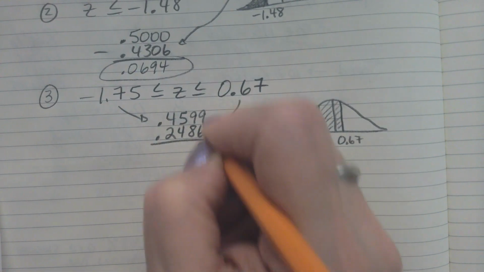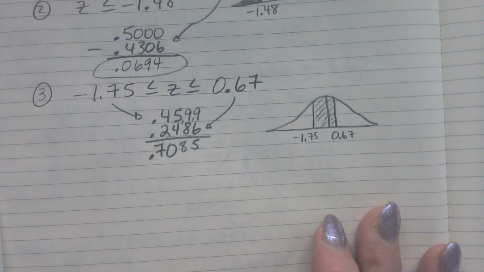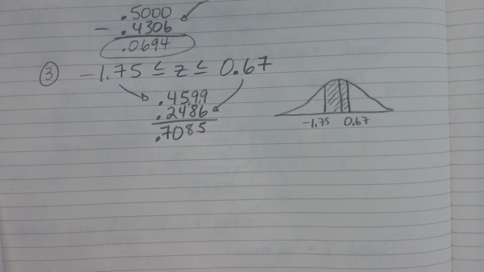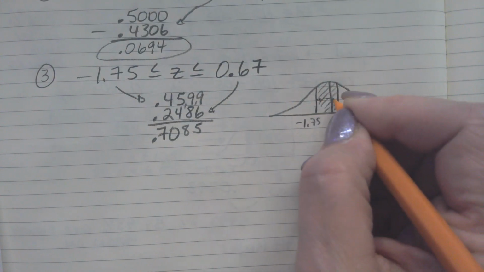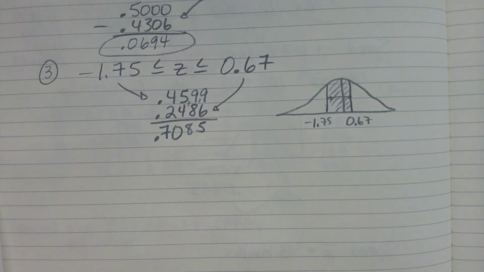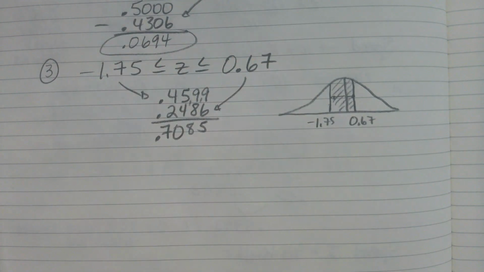Add those together. Decimals 7085. So that represents that, because again, the chart works from here to there, and since that's what the leftovers are. If it was asking you who's outside of that, then you would have taken and subtracted. See, that's what I use the picture for.